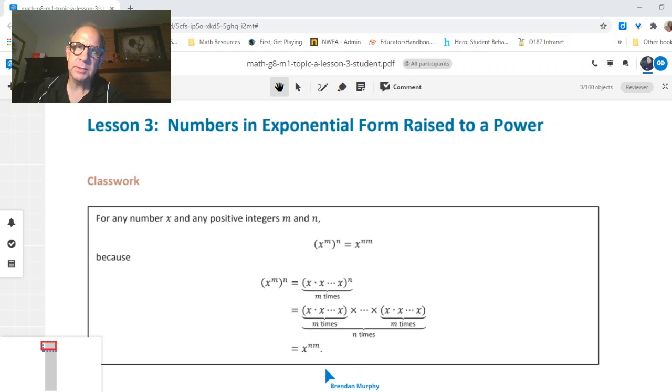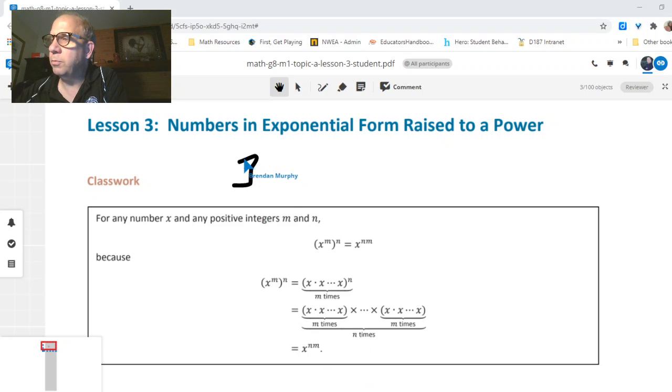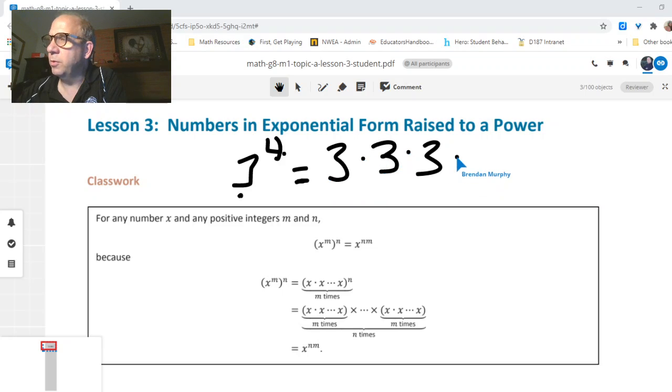Let's try this again. Lesson 3, numbers in exponential form. So lesson 1, exponential form. If you have a number such as 3 to the 4th power, that's exponential form. 3 is the base, 4 is the exponent. What it means is 3 times 3 times 3 times 3. Okay, so that's exponential form.